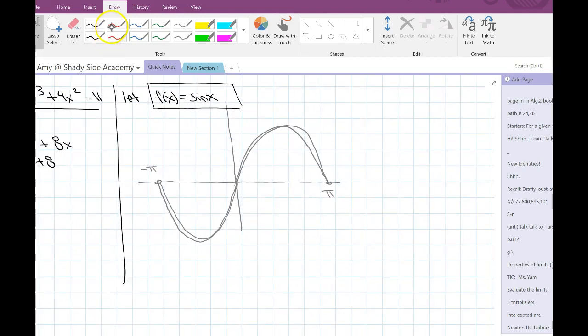All right, I would like to do this. Ready? This is pi over 2, of course. So pi over 4 would be right here.